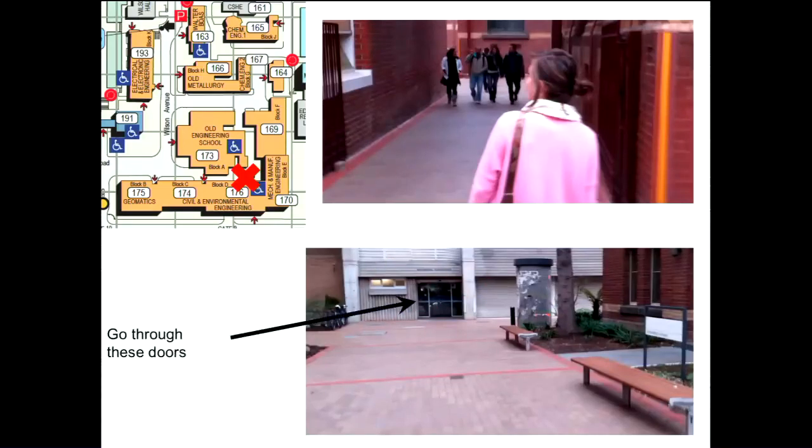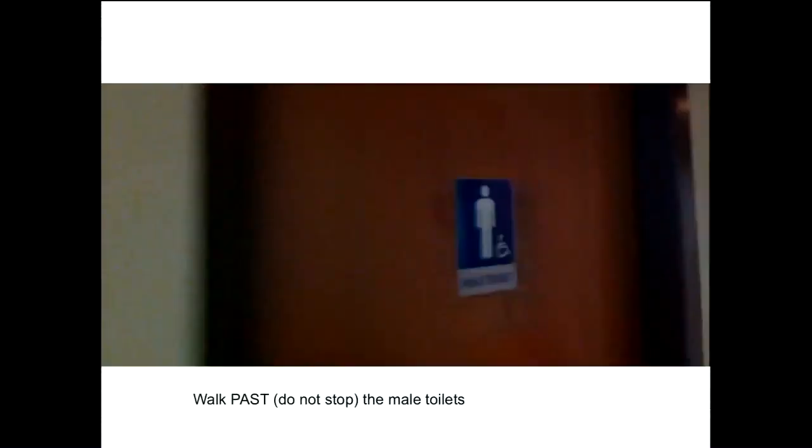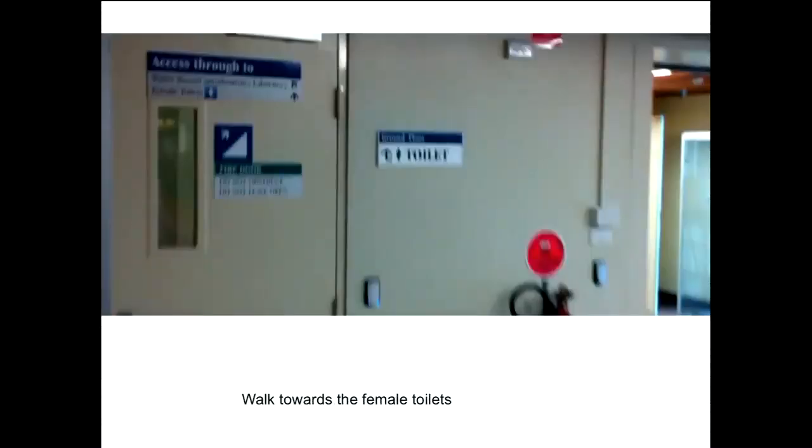Go through these doors. On the left, as you go into the building, you'll see the male toilets. Don't stop, just keep going straight. You want to go towards the female toilets, not to them. You can see this door on the left here. It also says the Walter Bassett Aerodynamics Laboratory, and that's where you want to go.